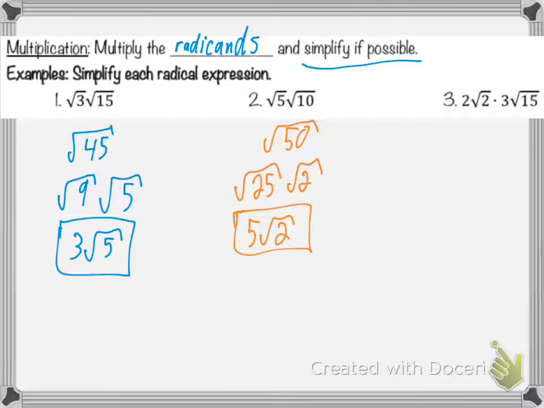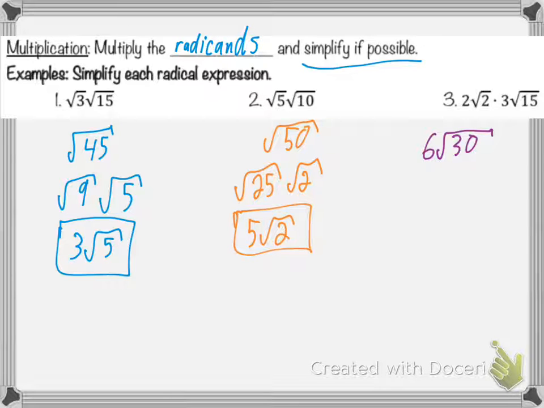Last but not least, 2 times the square root of 2 times 3 times the square root of 2. What we do here is we multiply the numbers outside the radicals together. So we multiply this 2 and this 3 together to get 6 on the outside. And then we multiply the numbers inside the radical together as well to get our new radicand. So 2 times 15 would be the square root of 30.